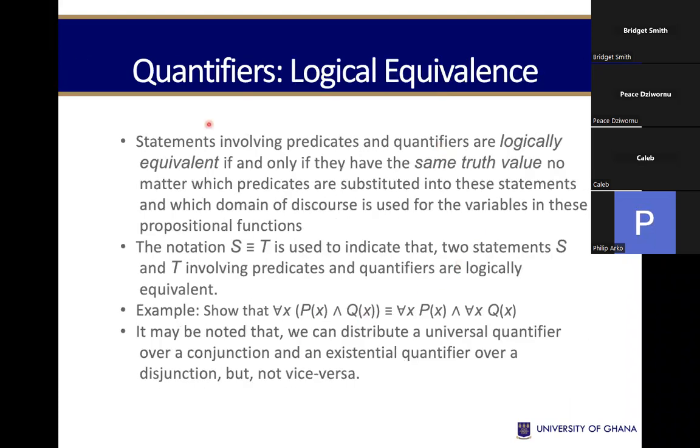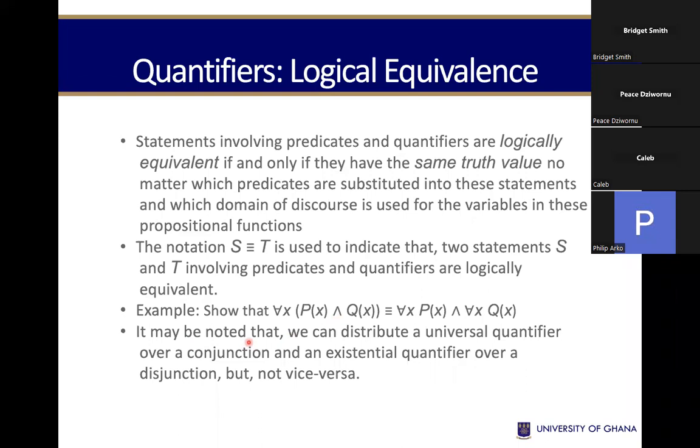So logical equivalence, right? The notation S is equivalent to T is used to indicate that two statements, S and T, involving predicates and quantifiers are logically equivalent. So we assess what is on the left, we assess what is on the right. If they're all the same, then we can say that it is logically equivalent. So we want to show that for all x, P of x and Q of x is logically equivalent to for all x, P of x, and for all x, Q of x.